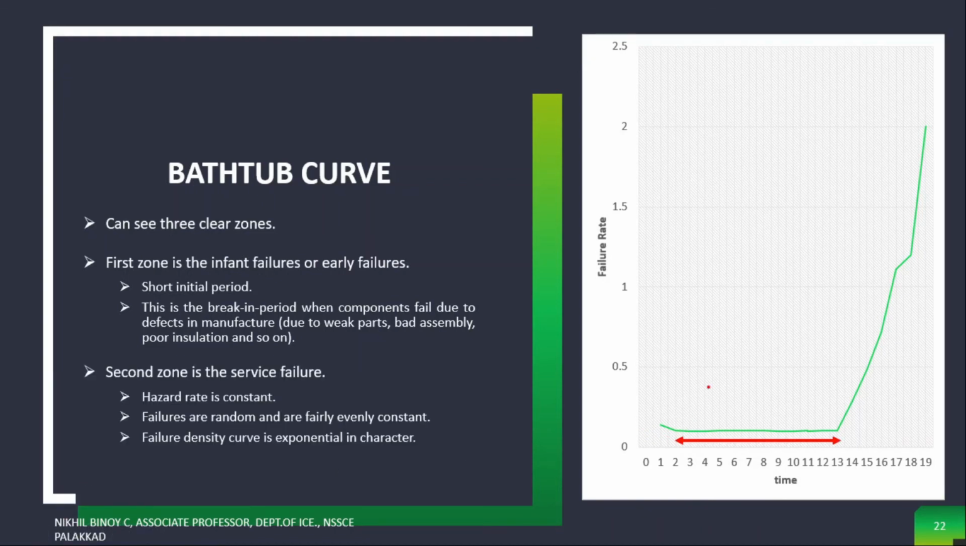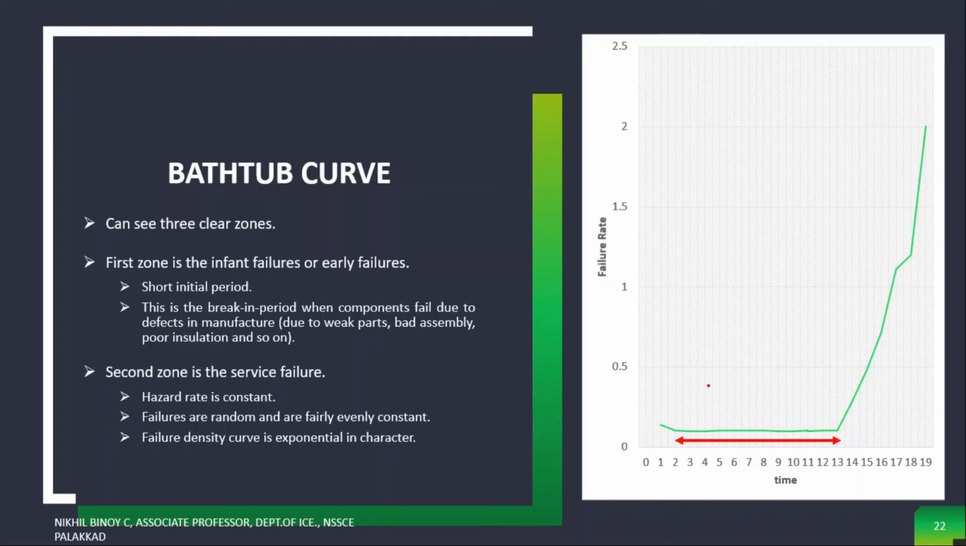Now take the second zone. This one is the second zone. The second zone is known as the service failure zone. What is our observation here? Here, the failure rate or hazard rate is almost constant. From the table 1 point of view, it is within 0.1 to 0.101. Means it is constant. It is known as the service failure zone.